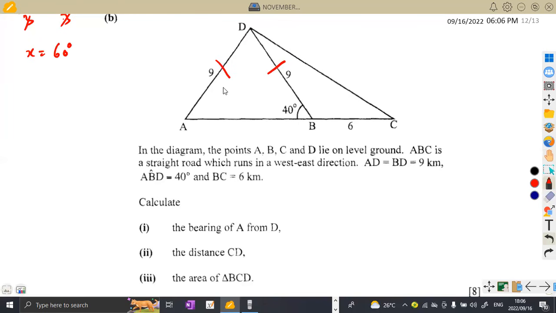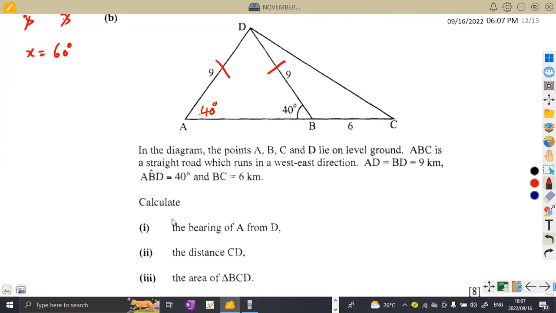Remember that from sides which are equal, the opposite angles are equal. So this angle that is opposite to this side is the same as this angle, which is opposite to this side. So this angle is going to be 40 degrees. Then also we're given that angle 40 and BC is 6, which is this one that we're given.